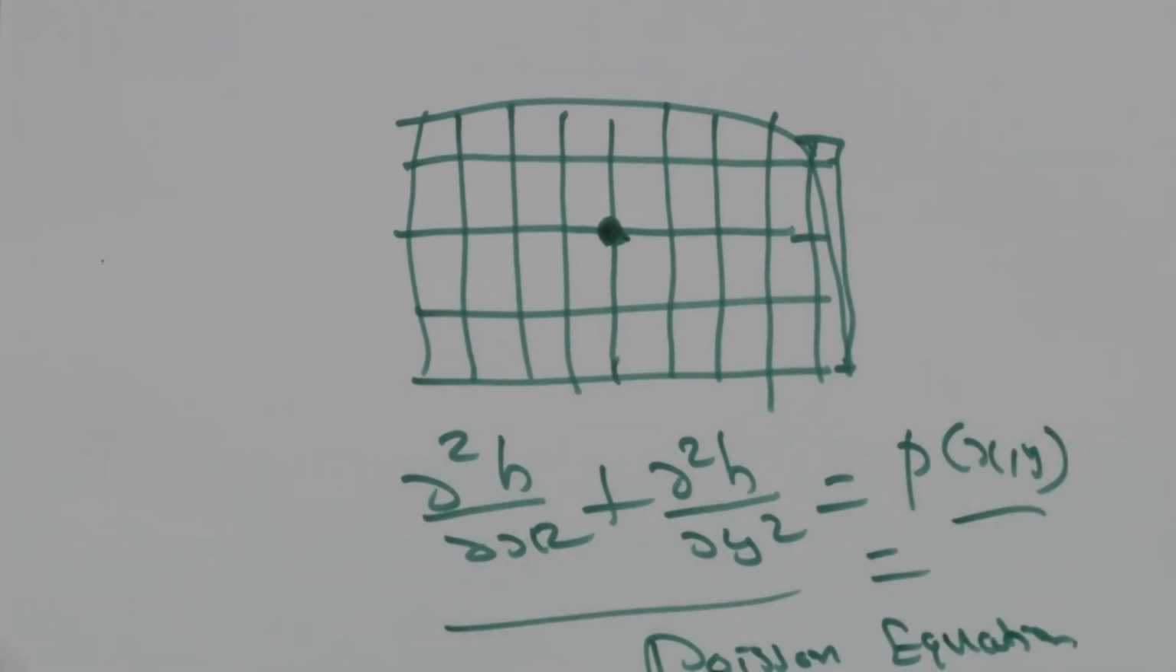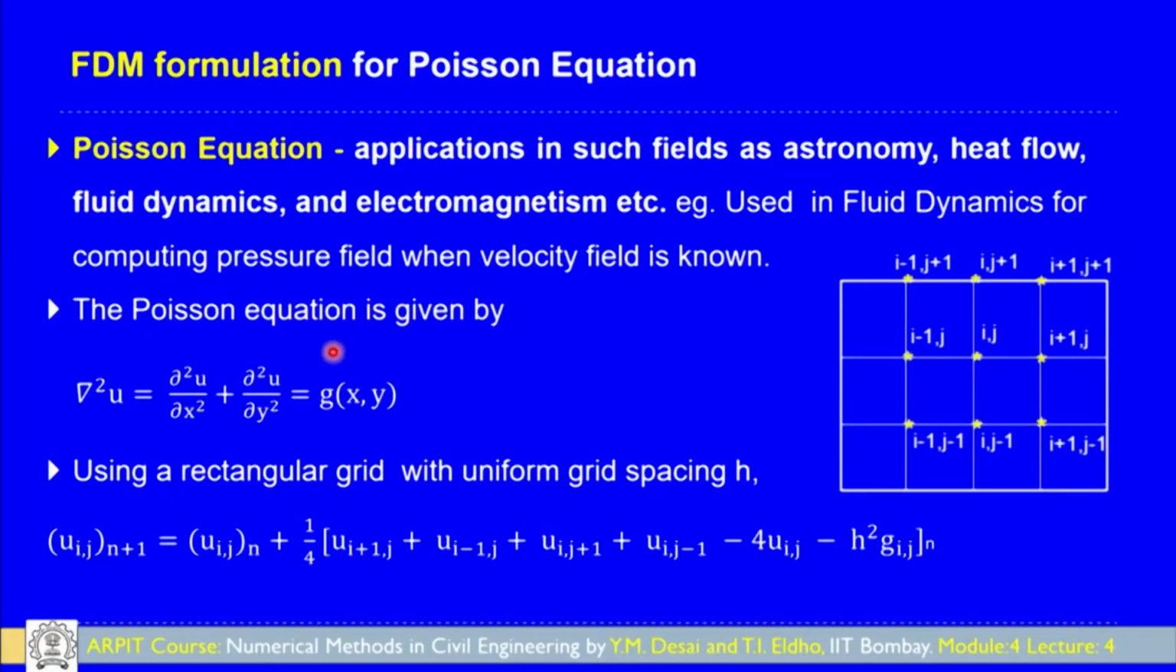Now we will discuss how to formulate the finite difference scheme for the Poisson equation. We consider the Poisson equation del square u, which is del square u by del x square plus del square u by del y square, is equal to g x y. Here the left side is the Laplacian term, so we can directly approximate it, and the right side can also be approximated.